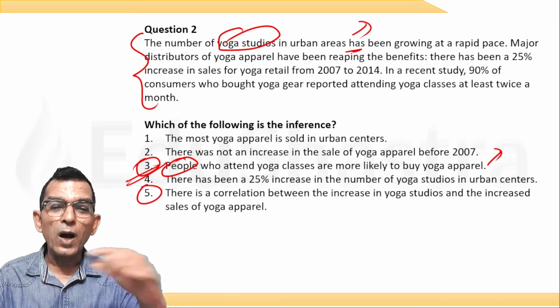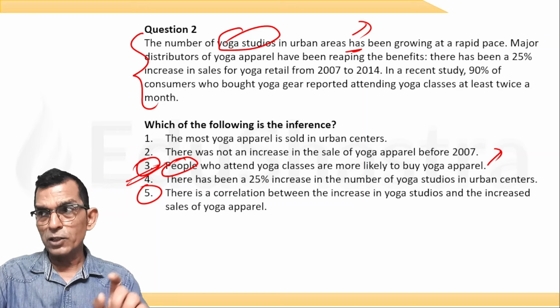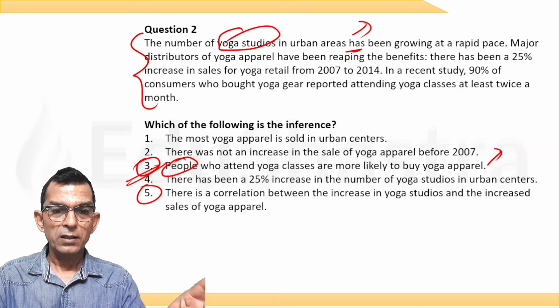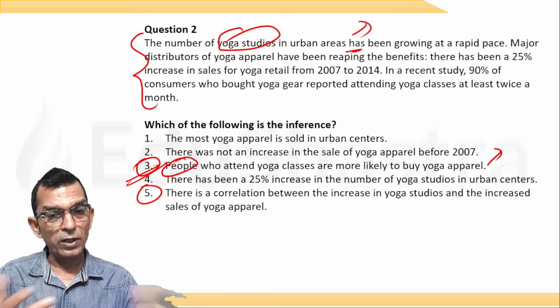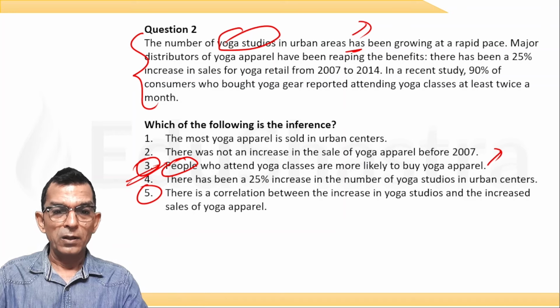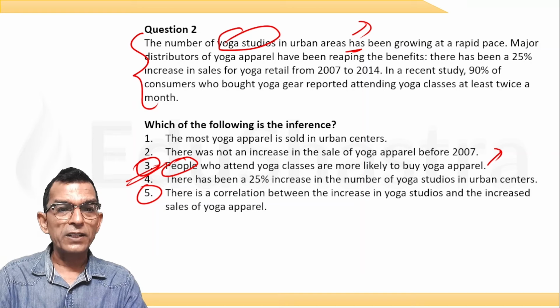Correlation is, how does it relate? Is there a relation between the two? A relates to B, B relates to A. It's not one way, it's both ways, correlation. Okay, A relates to B and B also relates to A. So, very good. So, fifth is the correct answer.